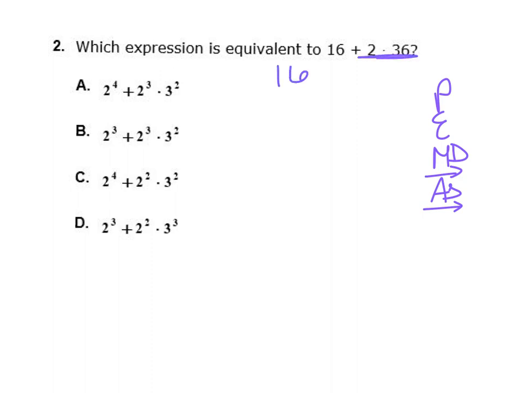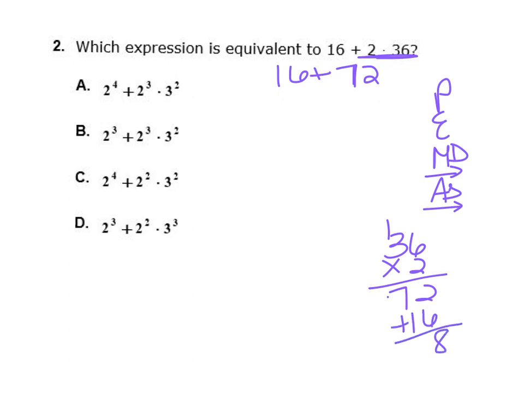So you have 16 plus 2 times 36 is 72. So let's do that. Okay, so 2 times 6 is 12, carry the 1. 2 times 3 is 6, plus 1 is 7, so 72. And then 72 plus 16, that's going to give you 88. So now we need to see which of those answer choices gives you 88. So we're going to go ahead and do that.